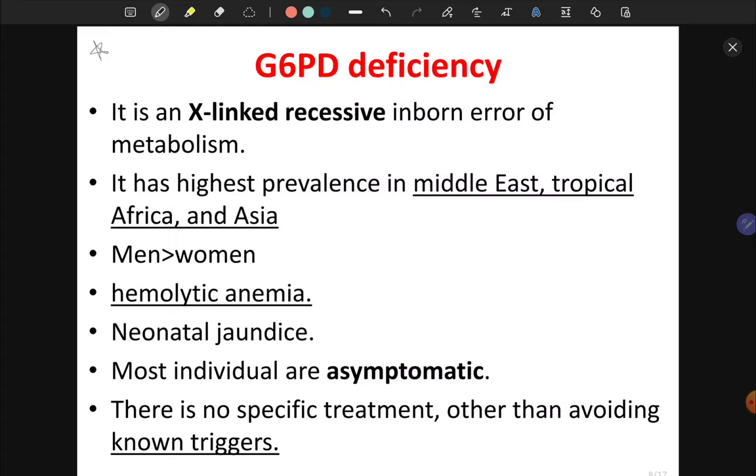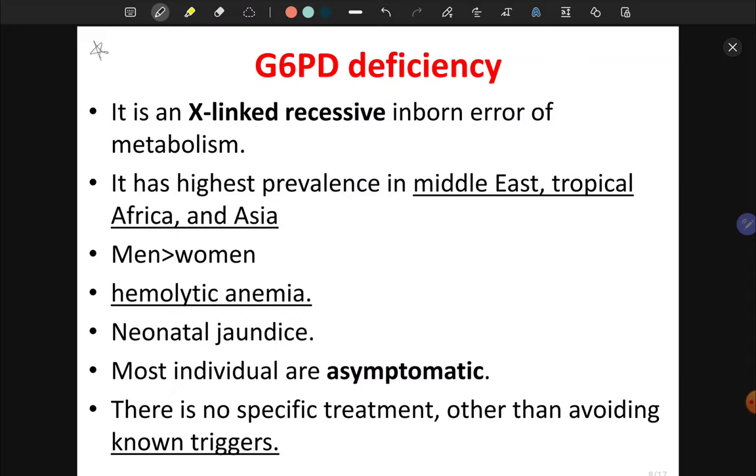G6PD deficiency is actually a very important disease. It is the number one cause of hemolytic anemia. Can anyone tell me what was the second most common cause? Yes, the number two cause was PK deficiency, which was discussed in glycolysis. It is an X-linked recessive inborn error of metabolism. It has the highest prevalence in the Middle East, tropical Africa, and Asia, and happens in men more than women.